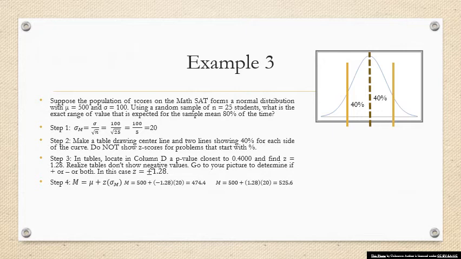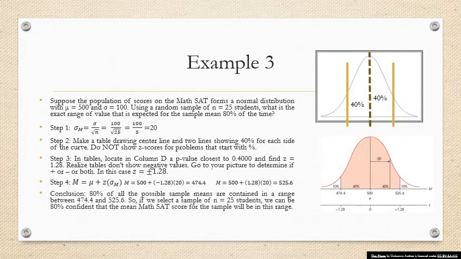So the next step we're going to do is we're going to solve for the mean. So given the z-score of negative 1.28, we put it into our M equation. And again, M is equal to mu plus z times standard error. And you should get a mean of 474.4. And then put the positive 1.28 into the equation, and you should get a mean of 525.6.